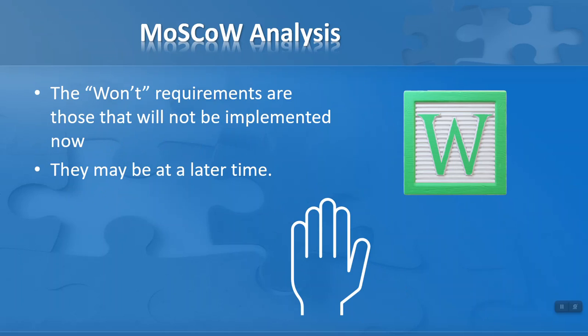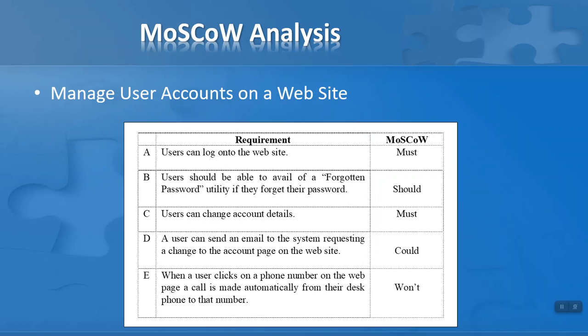And then finally, the W of MoSCoW analysis stands for won't. And these are requirements that will not be implemented now or at all or ever. They might be implemented at a later time. So for example, if these are software requirements, you would have in, say, version 1 of the software all your must and should requirements. In version 2 and version 3, you might have your could, and perhaps your won't requirements might come in a later version as well. So these are the ones that you must leave out at this stage. But they could be done later, so keep them in mind.